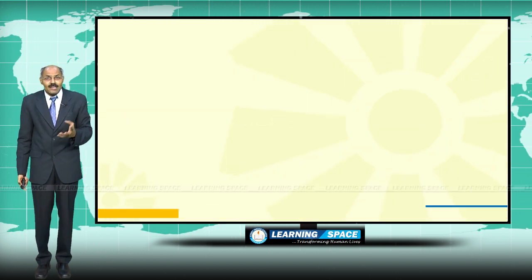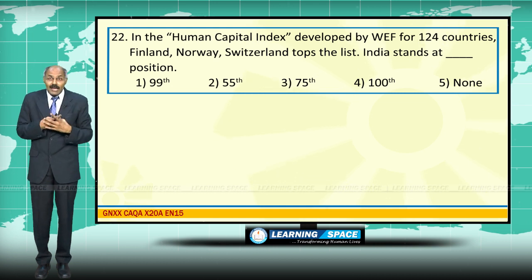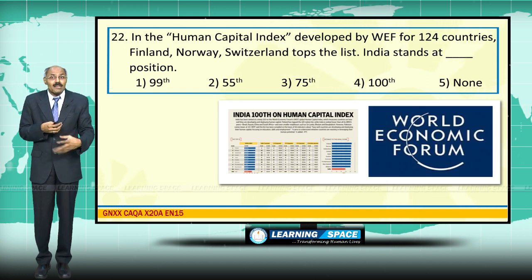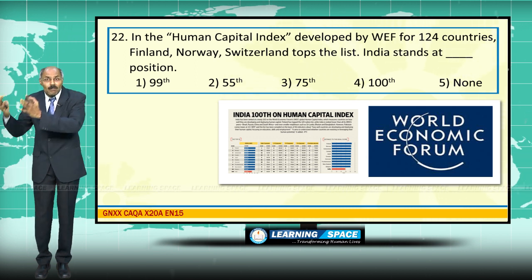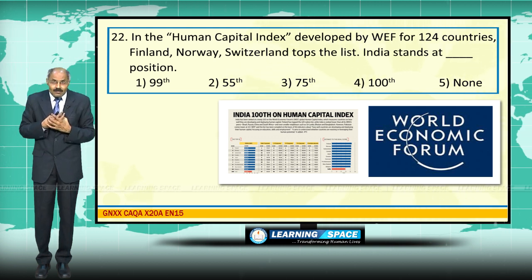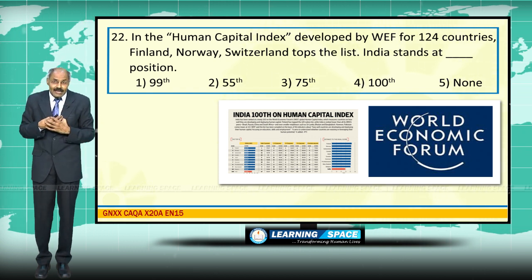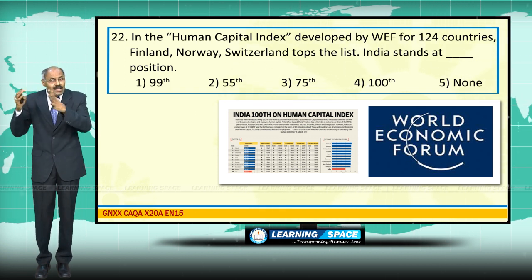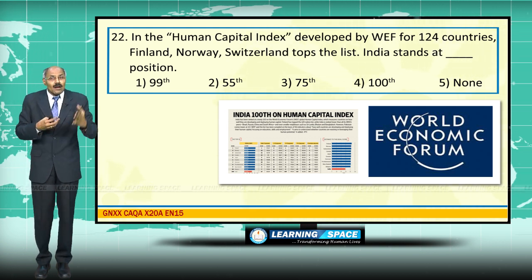Right? Next one. The Human Capital Index is developed by the World Economic Forum, started by Klaus Schwab in the year 1971. Several organizations, governments, industry, and companies all deliberate on issues with regard to development in the world. Recently, they released the Human Capital Index, and as expected, Finland, Norway, and Switzerland occupied the top 3 positions.